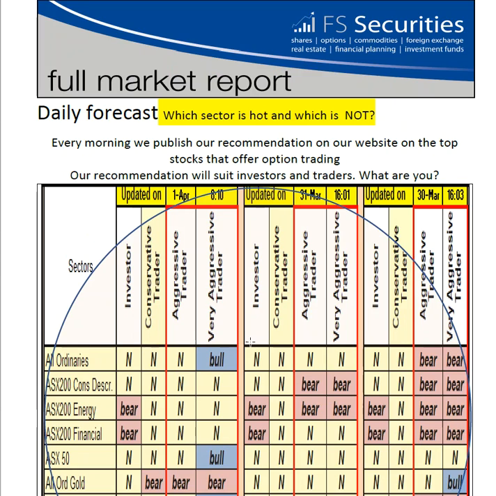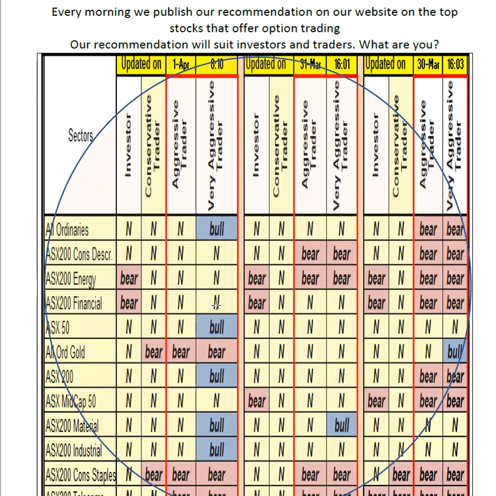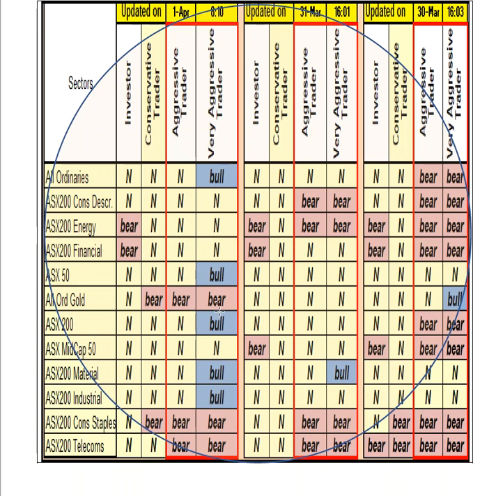Okay, for the daily forecast for the sectors, you can see here the ASX 50, the top 50, turned bullish for the very aggressive trader. Gold, on the other hand, turned bearish. So you've got to really look at the sector and then look at the stock within the sector. I'm going very, very fast. I'm trying to give you a very quick idea about what you can find in the market report.